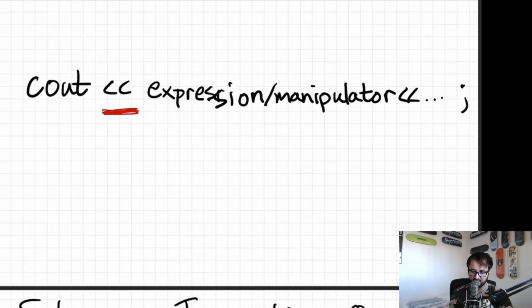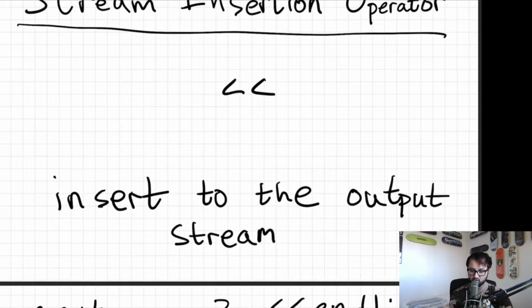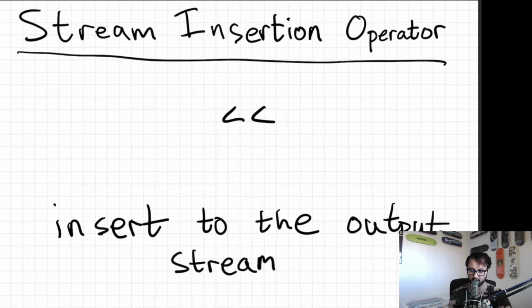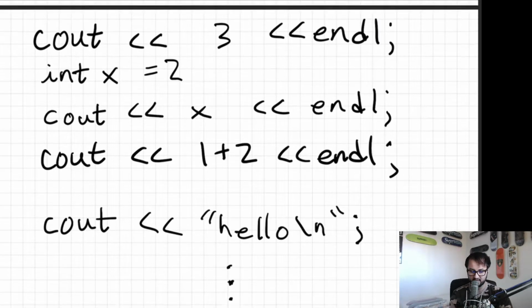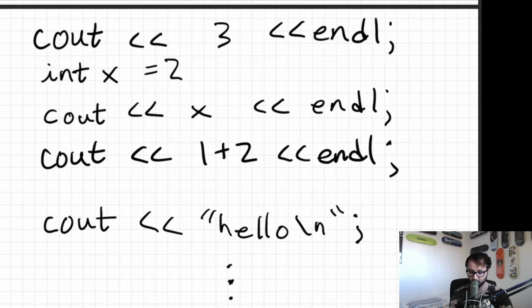So what is this little thing? That's the stream insertion operator, and that's going to insert to the output stream. That means we can take things like 3, insert it into the output stream, and then an end line, which brings our cursor to the next line on the output stream. And that will just output a 3 to the screen.